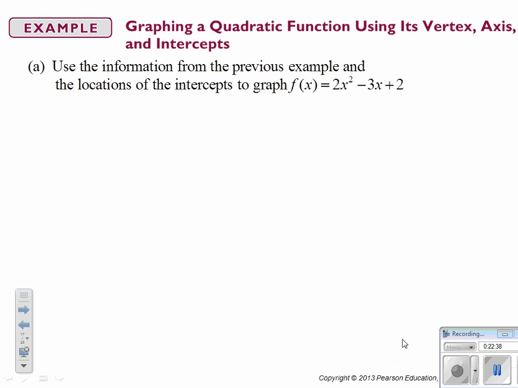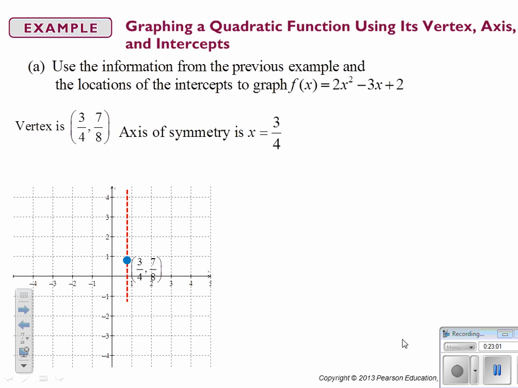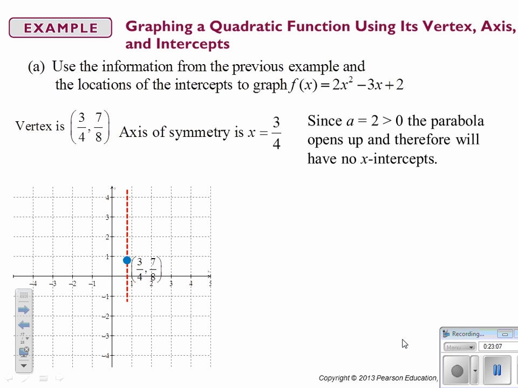All right, let's do an example. f of x equals 2x squared minus 3x plus 2. We're going to use the information from the previous example and the locations of the intercepts to graph our function. Remember, our vertex ended up at 3/4, 7/8, and our axis of symmetry is x equals 3/4. We know our graph opens up, and if our vertex is above the x-axis and it opens up, then we're not going to have any x-intercepts.